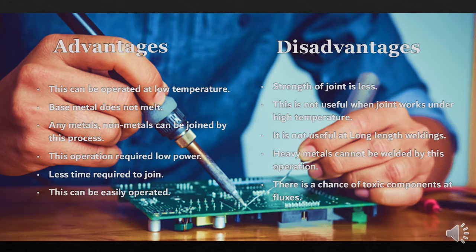The disadvantages of this process: the first one is the strength of the joint is less. This is not useful when the joint works under high temperature. It is not useful for long length welding. Heavy metal cannot be welded by this operation. And the last is there is a chance of toxic components in the flux.